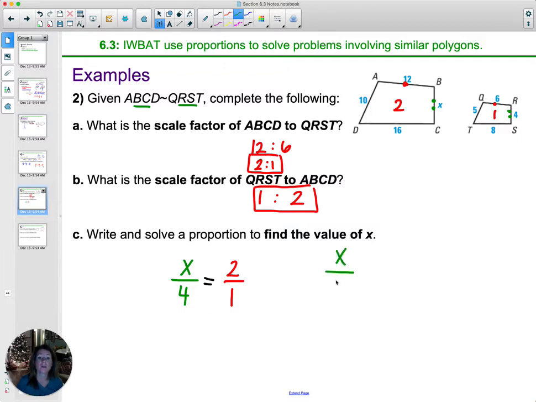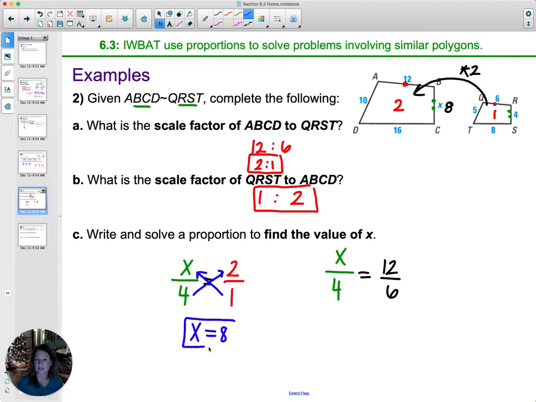You can also do it with any other pair of corresponding sides. So we could have done it with the 12 to 6. You could have done it with 10 to 5, 16 to 8. Or just with your knowledge that this shape is 2 times bigger, so it's going to be 8. So you could have done it like that too. But then just cross multiply here. So you get X equals 8 as your final answer.